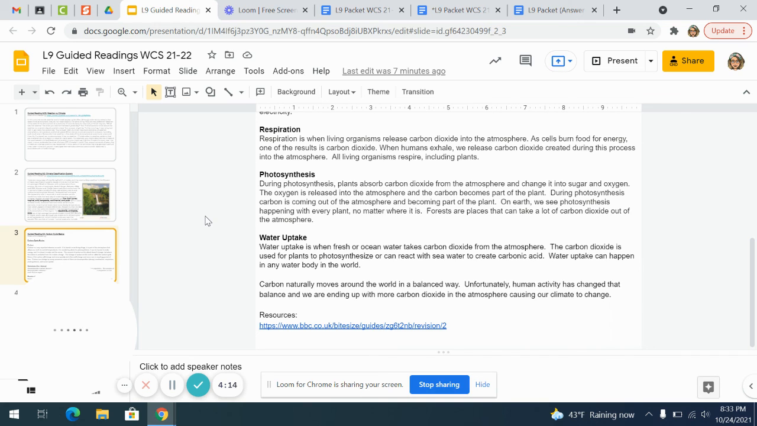Carbon naturally moves around the world in a balanced way. Unfortunately, human activity has changed that balance, and we are ending up with more carbon dioxide in the atmosphere, causing our climate to change.